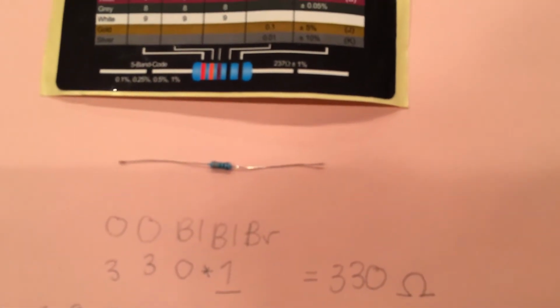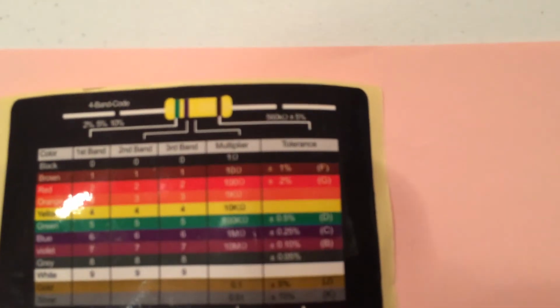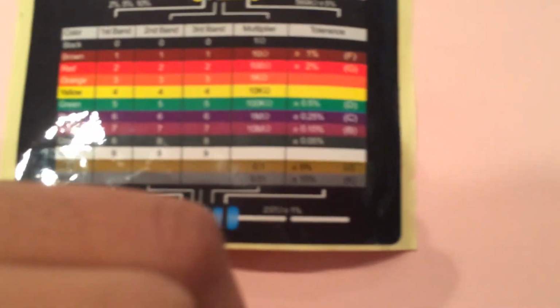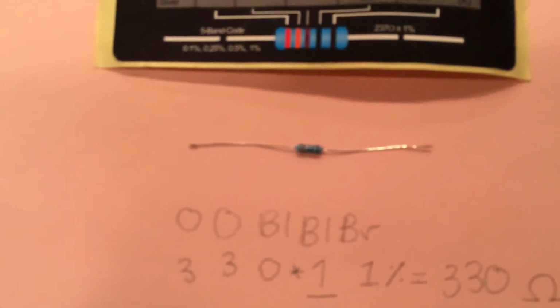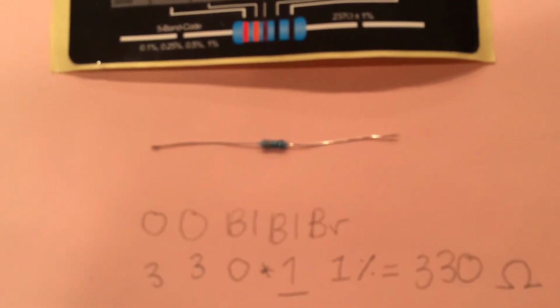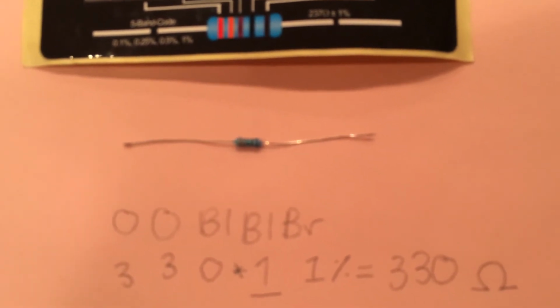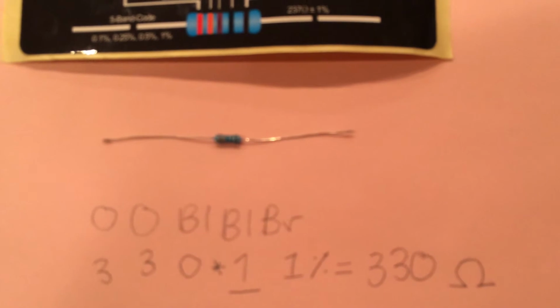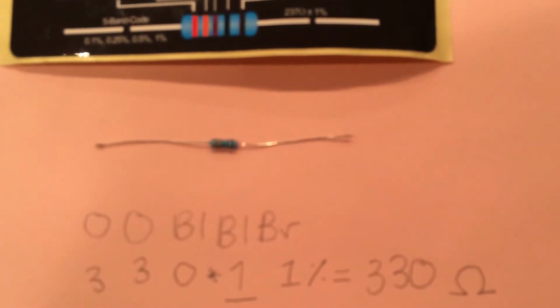Now, let's look at the tolerance. Our fifth band is brown, and the tolerance once again is 1%. So quickly noting down our 1% here, this means that the actual resistance can vary between 326.7 ohms and 333.3 ohms, which is 1% of 330 in either direction.